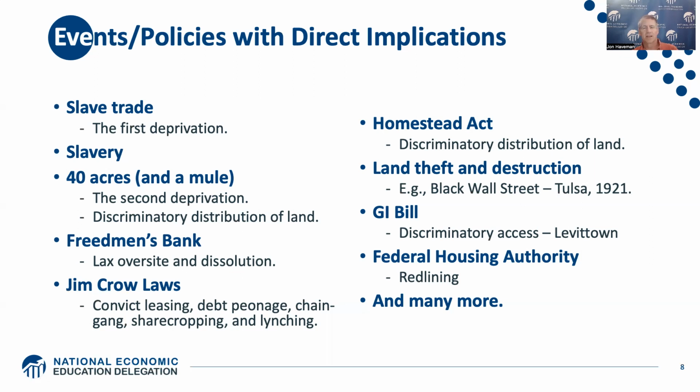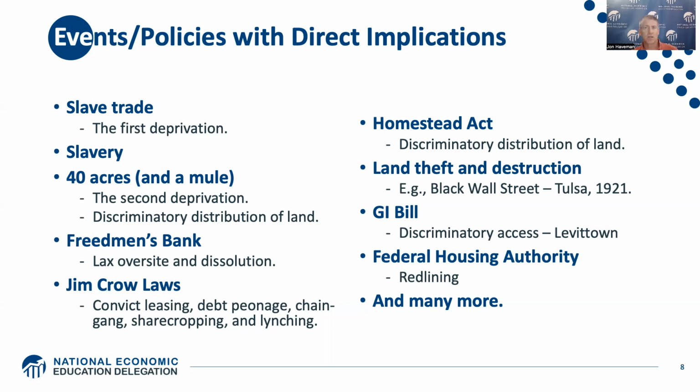I like to think of this as the second great deprivation of Black Americans, being deprived of wealth and the opportunity to develop it, and the discriminatory distribution of land. Freedmen's Bank, we'll talk a little bit about this. It worked great until there were large sums of money in there, and then white bankers got a hold of it and put most of the money at risk.